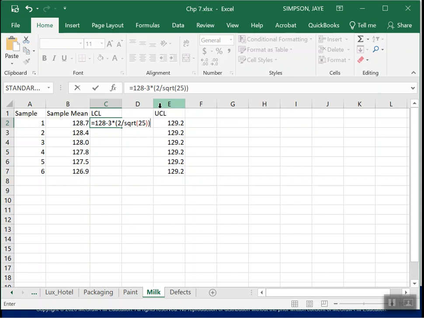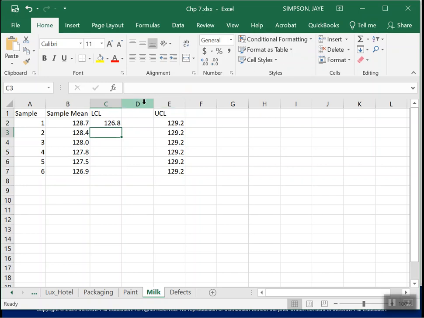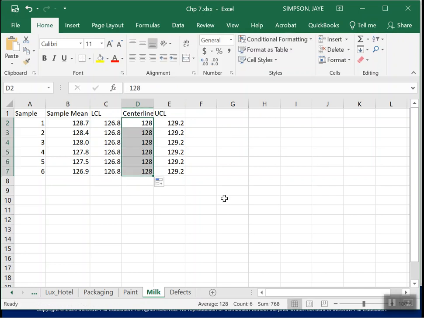And the good thing is, if you don't get all of your parentheses quite closed right, Excel's really good about asking you, correcting it for you and asking you if that's okay. And so guess what? We get our lower limit of 126.8. And I'm going to drag that down. And then here in column D, I'm going to put my center line, which is my mean of 128, and it's 128 all the way down, so I'm going to drag that down.